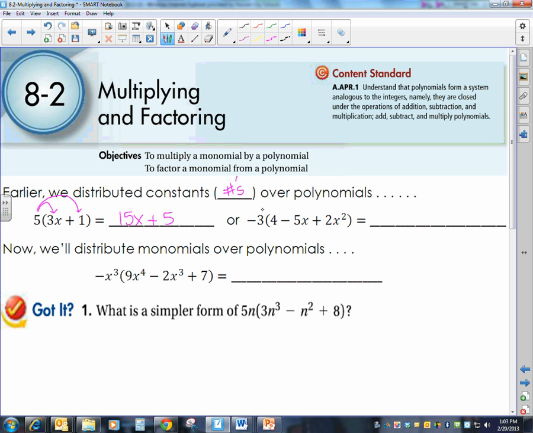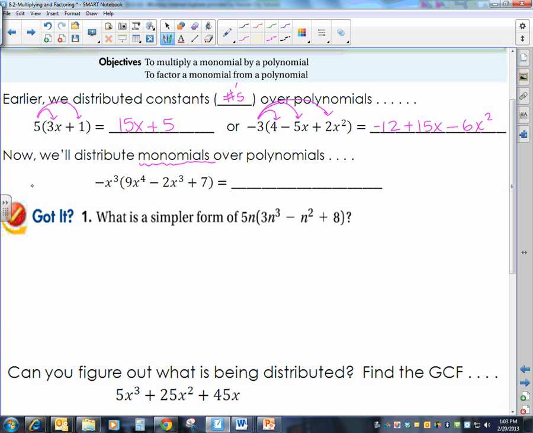Or another example of what we did before, we have negative 3 times 4, which is negative 12. We have negative 3 times negative 5x. Two negatives give me a positive. 3 times 5, and you write our variable. And then negative 3 times 2x squared, we have a negative times the positive, giving us a negative 3 times 2, and write down our variable. So today we're actually going to be distributing monomials over the polynomials, which means we'll have some variables on the outside. So what do we need to remember when we do these?